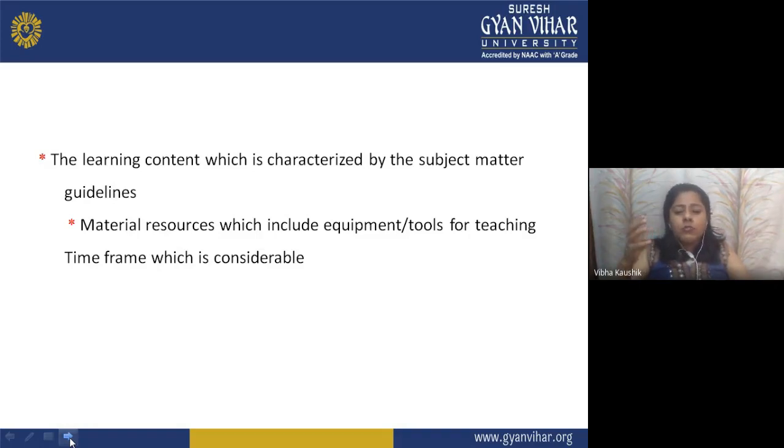Now, material resources: which material should be used by the teacher to make the teaching-learning process effective, which includes equipment. It can be an OHP projector, a projector, a chalkboard, a display board. Which type of material resources will be included by the teacher during the teaching-learning process. Equipment, tools for teaching, time frame which is considerable, means the tools or equipment decided on or used by the teacher during the teaching-learning process should be considered in deciding on the time frame.